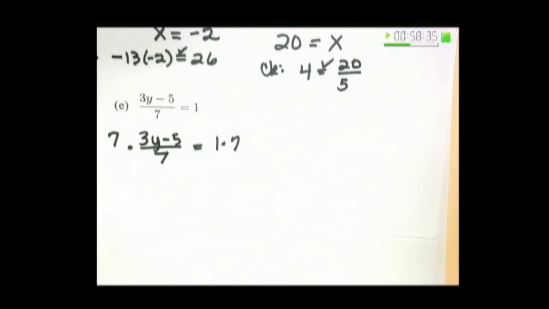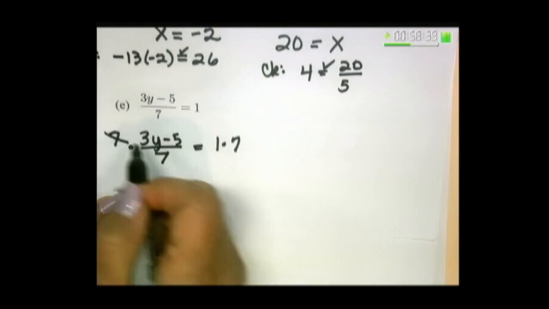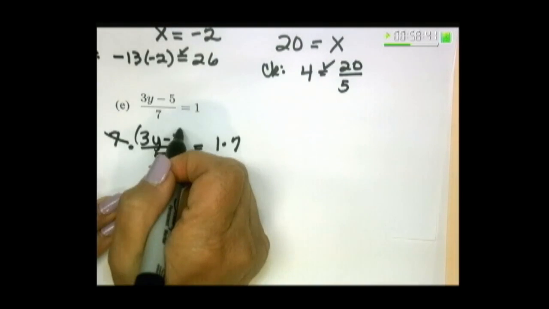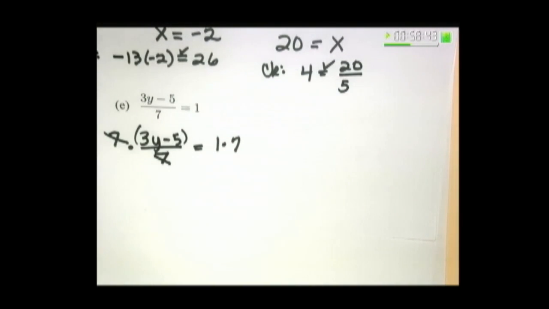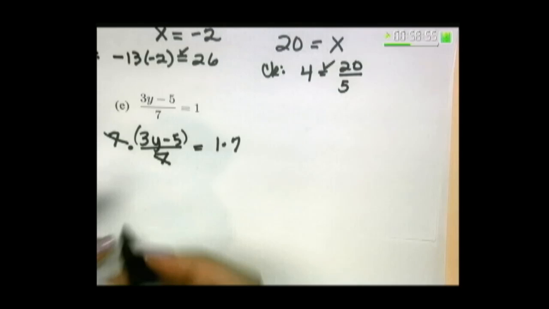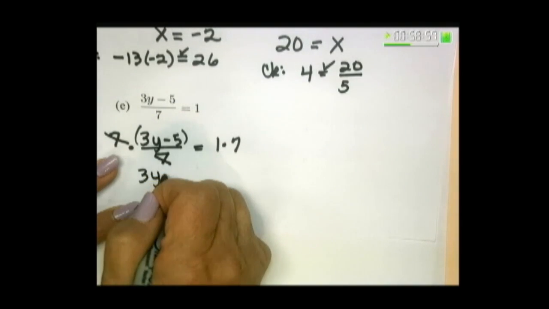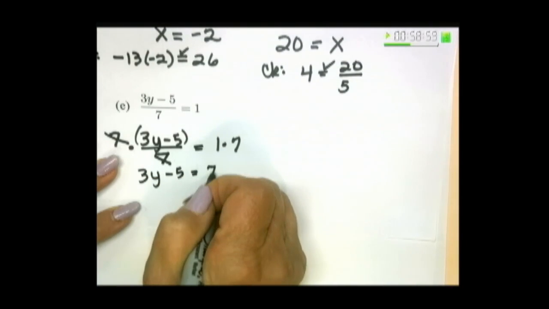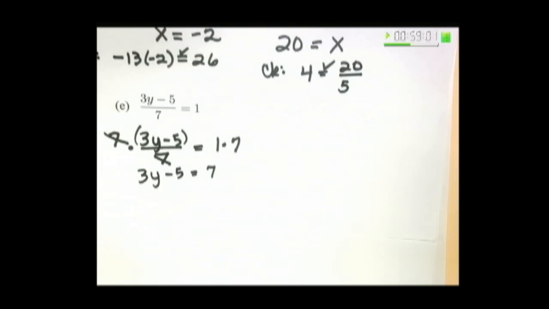I don't have to distribute the 7 with the 3y minus 5 because I can do this. I don't even need to put those parentheses there. I could. But I want you to see that I am multiplying by 7 to get rid of 7 in the denominator. So if I multiply the left-hand side by 7, I have to multiply the right-hand side by 7. And I've gotten rid of the fraction. So I have 3y minus 5 equals 7.